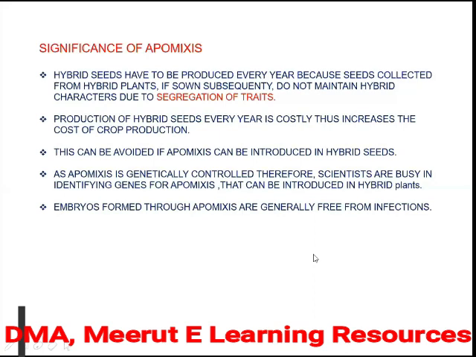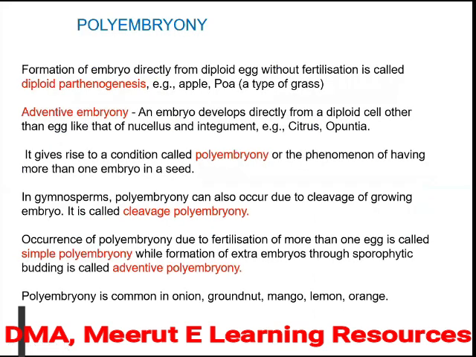Now students, come to the last point of this chapter. Formation of an embryo directly from the diploid egg without fertilization is called parthenogenesis. So this is called diploid parthenogenesis. Example: apple, Poa, which is a type of grass. So in this topic we are going to study polyembryony. As the name indicates, poly means many embryos. Within a seed you generally find one embryo, but here in certain seeds we find more than one embryo within a single seed.